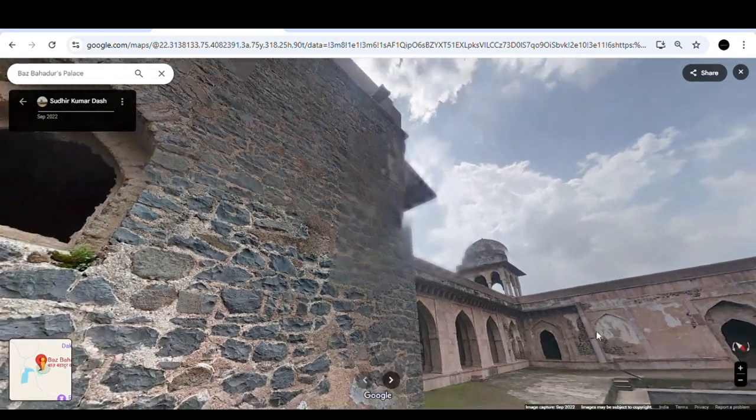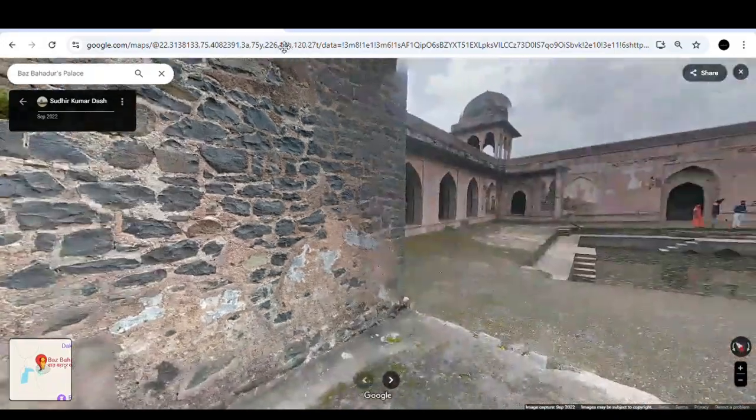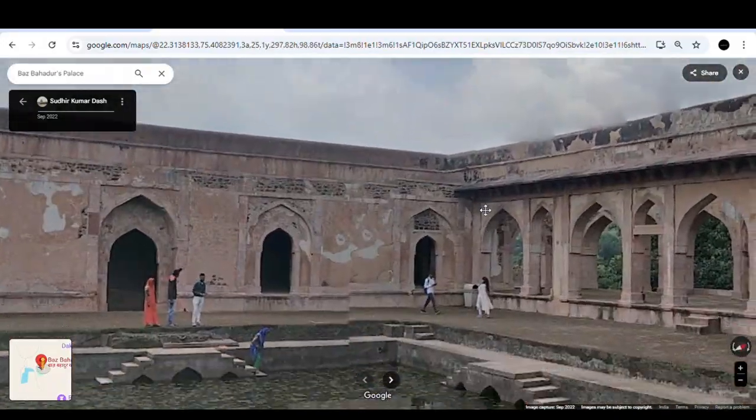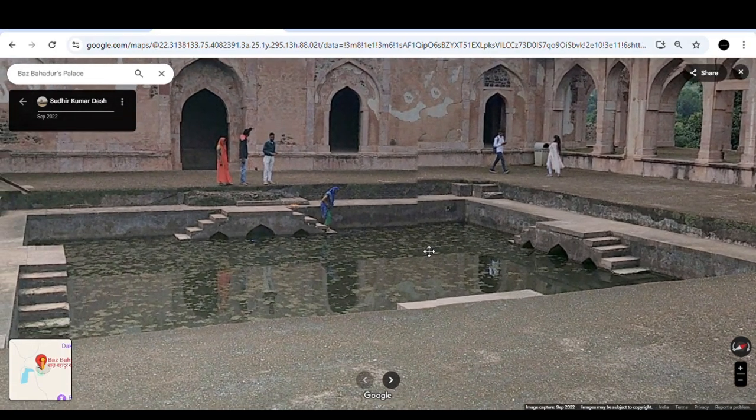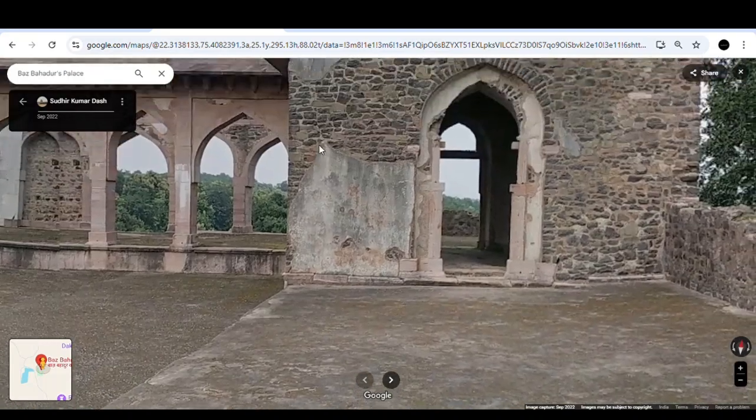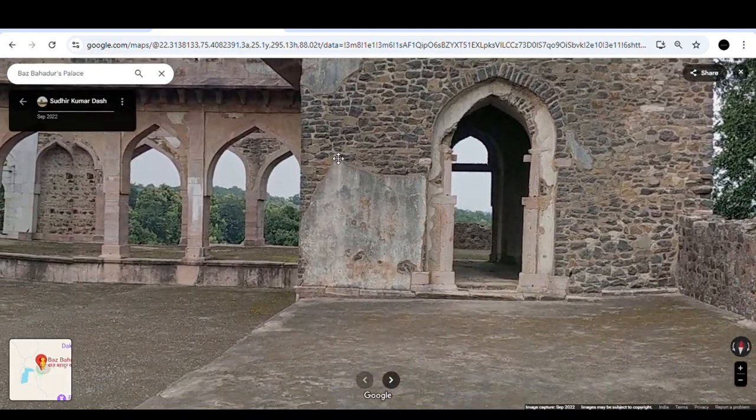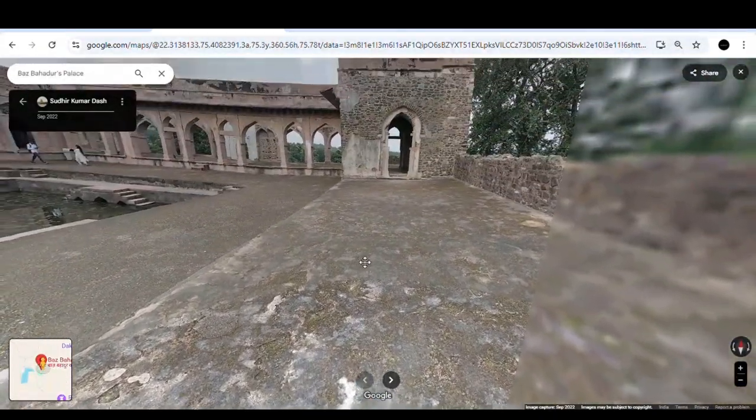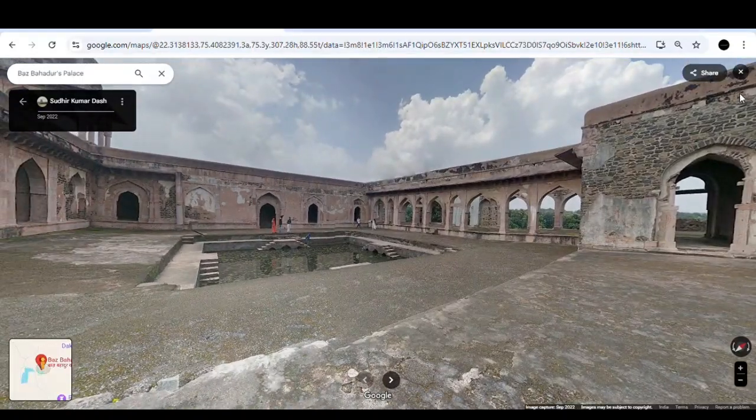Now, here's where it gets truly mind blowing. While the love story between Sultan Baz Bahadur and Roopmati is widely known, not many are aware of the tragic end of this love story. Despite his deep love for her, Sultan Baz Bahadur was ultimately forced to abandon the palace and his queen when the kingdom was invaded by the forces of the Mughal Empire.